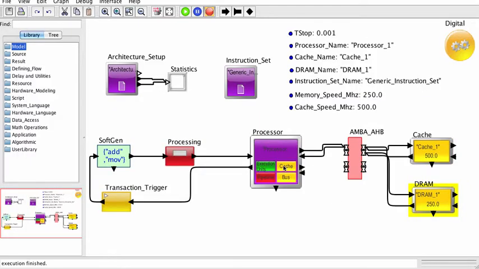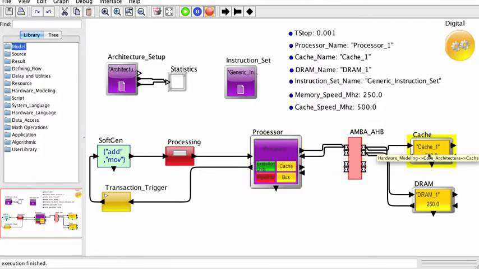So what will happen is this. Let us assume a memory reference is generated by the processor. The memory reference will be encapsulated in a transaction. The transaction will be sent over the AHB bus, and it will be sent then to the cache. If the uniformly distributed number that's generated is less than or equal to the total probability for a cache hit, then the cache will return the transaction back to the processor.